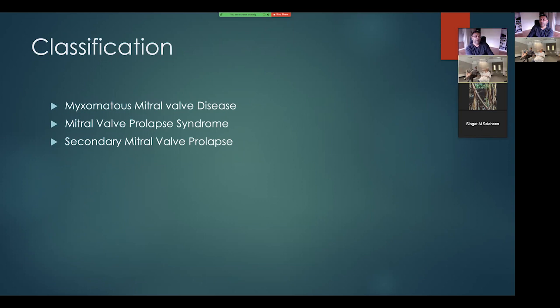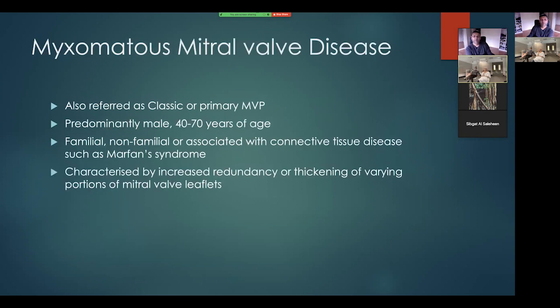So mitral valve prolapse has 3 types: myxomatous, mitral valve prolapse syndrome, and secondary. Let's quickly go through the definitions. Myxomatous mitral valve disease is also known as chronic or primary mitral valve prolapse. Normally it is seen in middle-aged males, 40 to 70 years of age, could be familial or non-familial, can be related to connective tissue disorders like Marfan's, and is characterized by increased redundancy or thickening of the bearing portion of the leaflet.